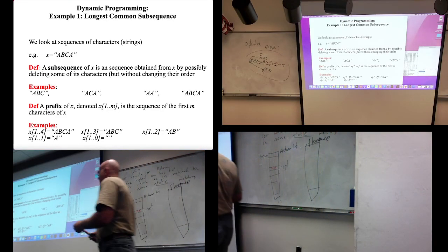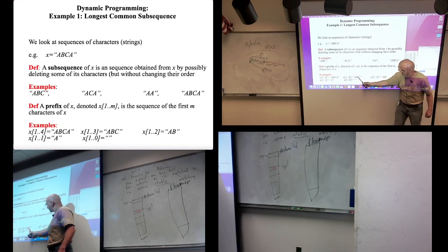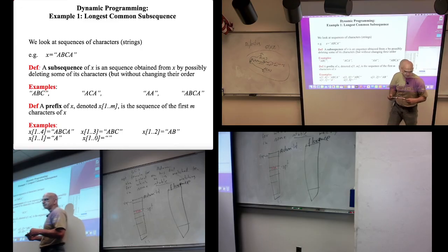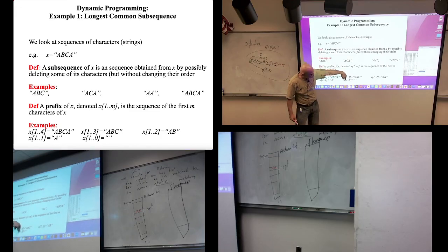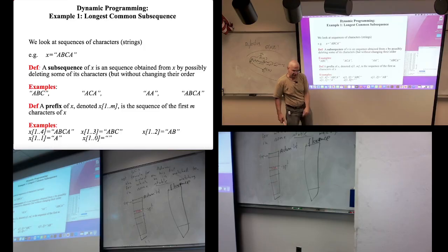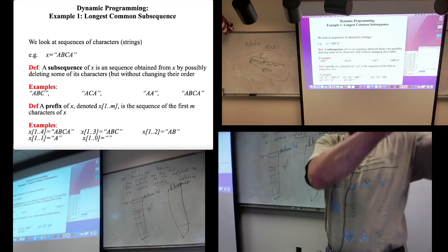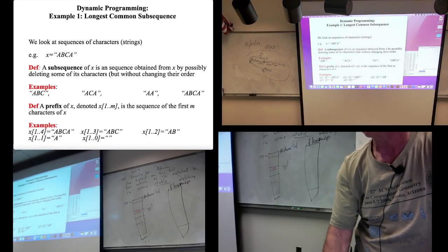Another important definition is what is a prefix of a string, including its notation. If I have this string x, then x from 1 dot dot m takes the first m characters of your string. So x from 1 to 4 is this whole string. x from 1 to 1 is just A. And we will actually use this notation, x from 1 to 0, is just an empty string. Don't take any characters. So in a prefix, you only delete characters at the end, and in a subsequence, you're deleting characters anywhere you want.